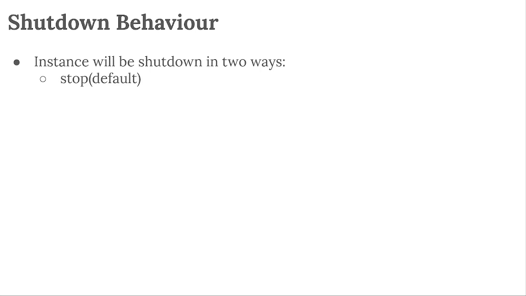So hello friends, in this video we will see the shutdown behavior and termination protection in an AWS instance. First we have shutdown behavior. Whenever we make an instance, we have two options. An instance can be shut down in two ways, okay? Those two options are, first, stop, which is the default, and second, terminate. We can terminate an instance by its shutdown behavior only, okay?